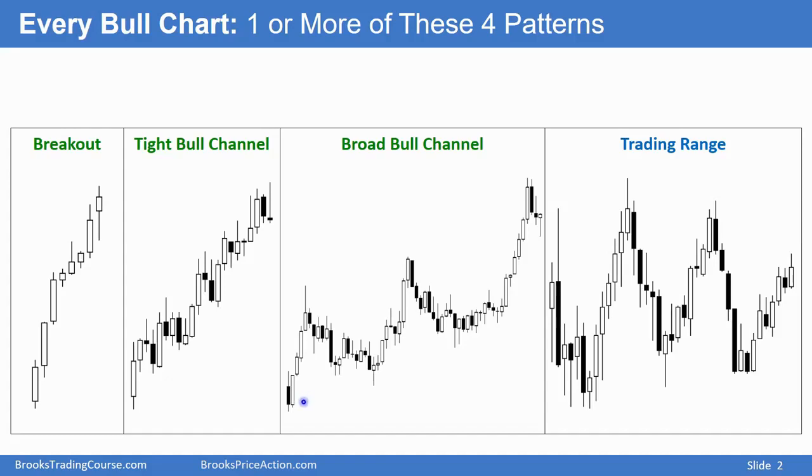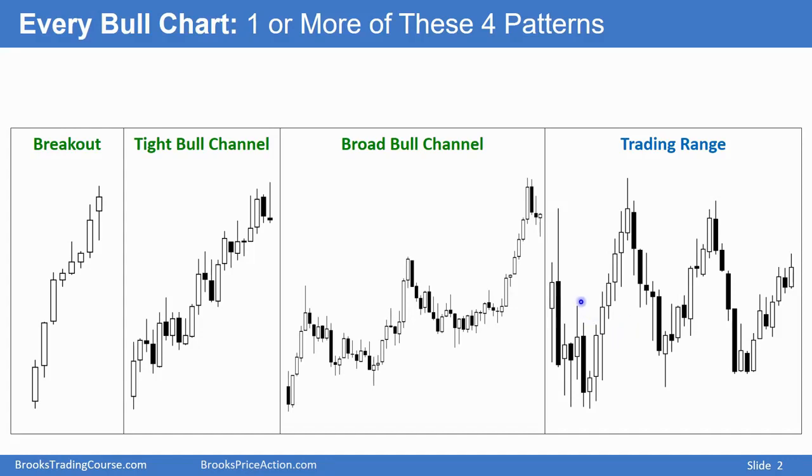Next, a broad bull channel. The market's making higher highs and higher lows, so it's a bull trend. But sometimes the pullbacks are so strong, the market becomes always in short. And traders can make money buying and selling. Even though it's a bull trend, they can make money buying and selling in a bull trend.